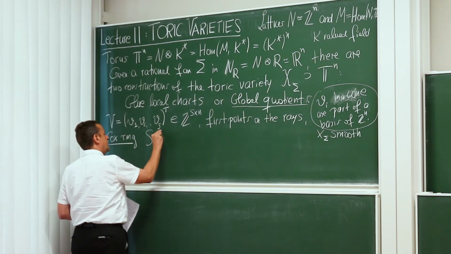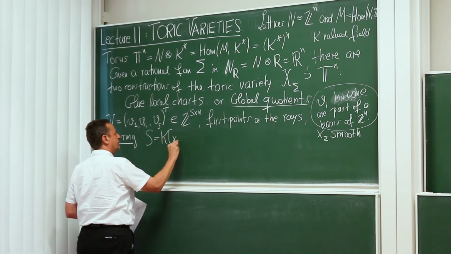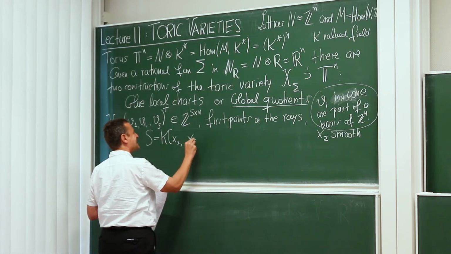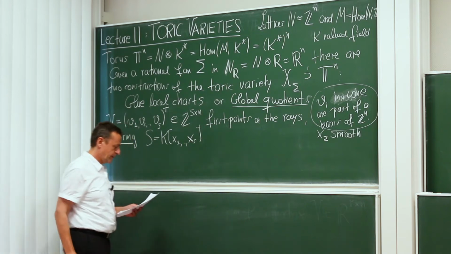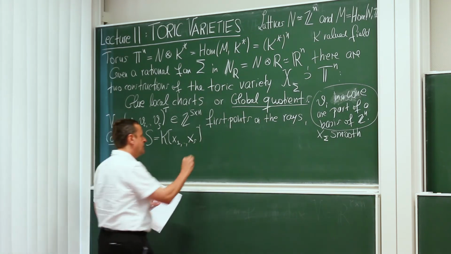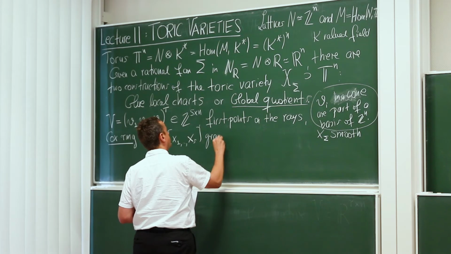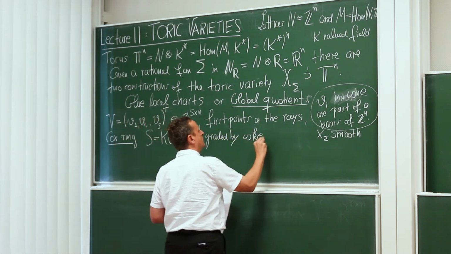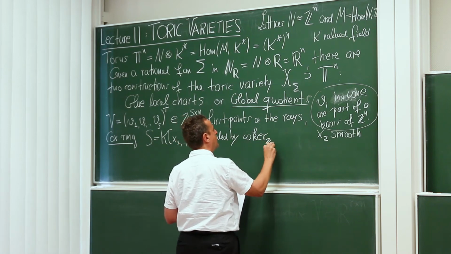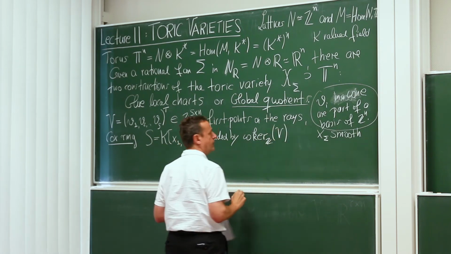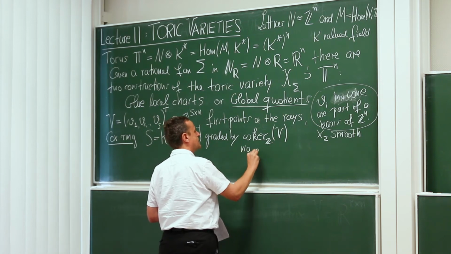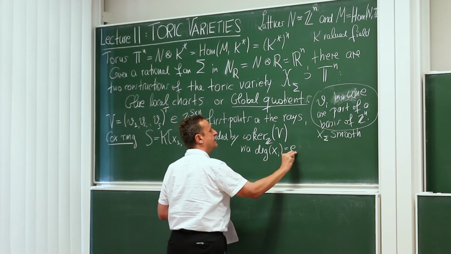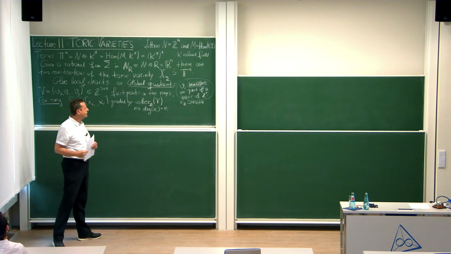The Cox ring is simply a polynomial ring over our field in variables x1 up to xs, graded by an abelian group, and we're going to grade this by the co-kernel of the matrix V. The grading says that the variable xi has degree ei. So we're in a multigraded setting.